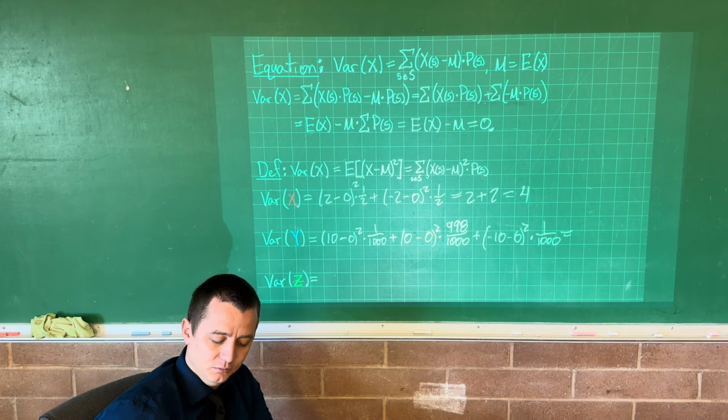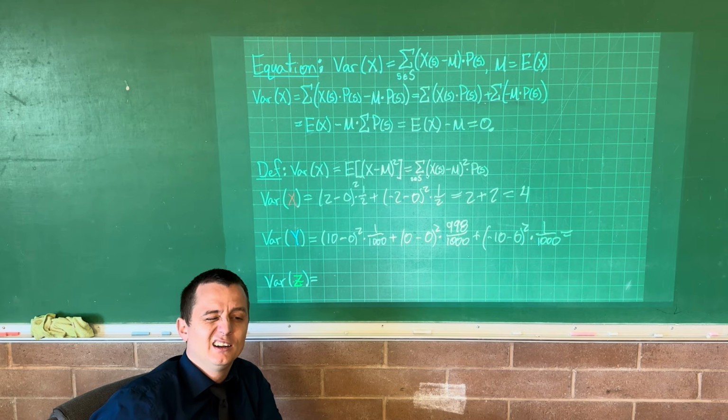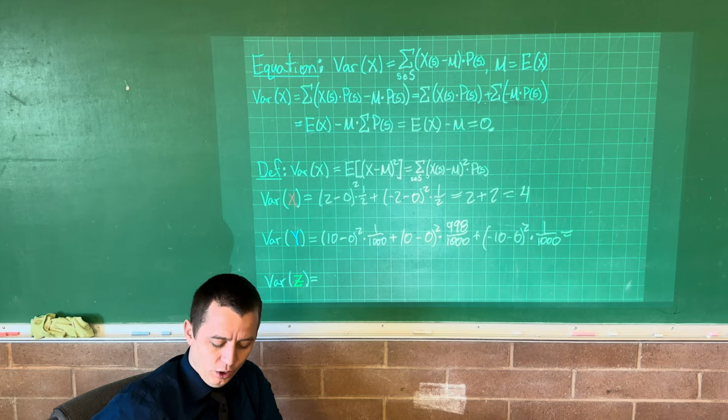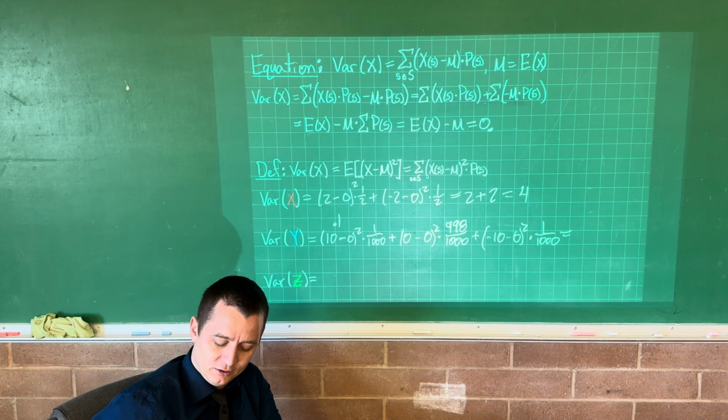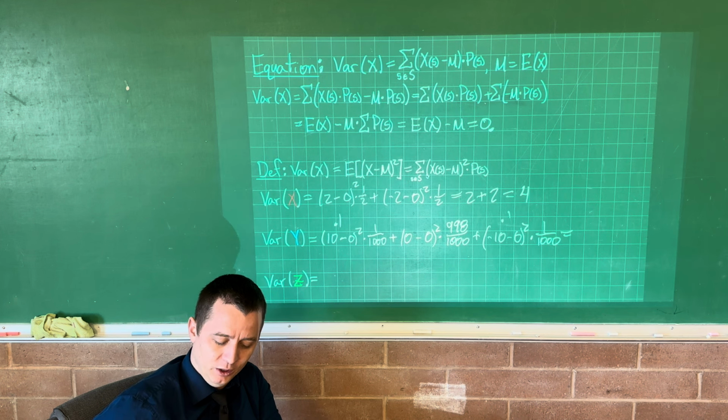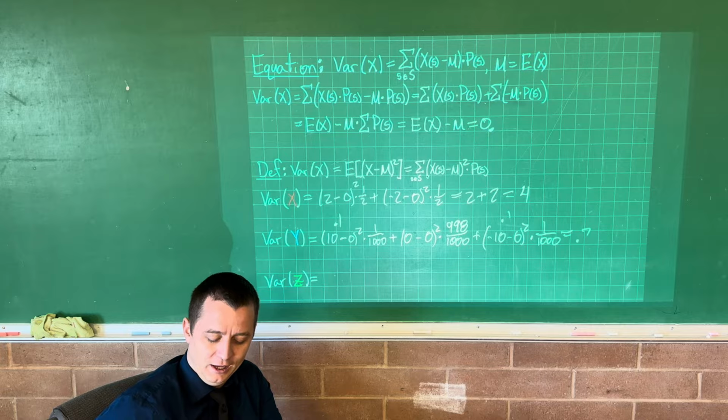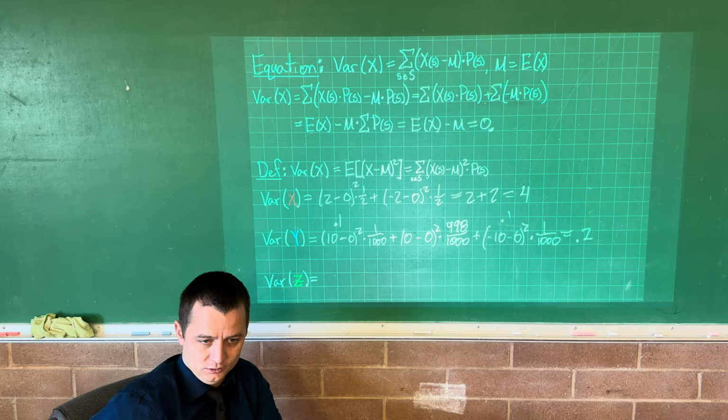Okay, and what does this equal? Well, 10 minus 0 is 10, squared is 100, divided by 1,000 is 0.1. So this comes out to 0.1, this middle term comes out to 0, and then this right-hand term comes out to 0.1, for a total of 0.2. So this one has a spread-outness of 0.2.